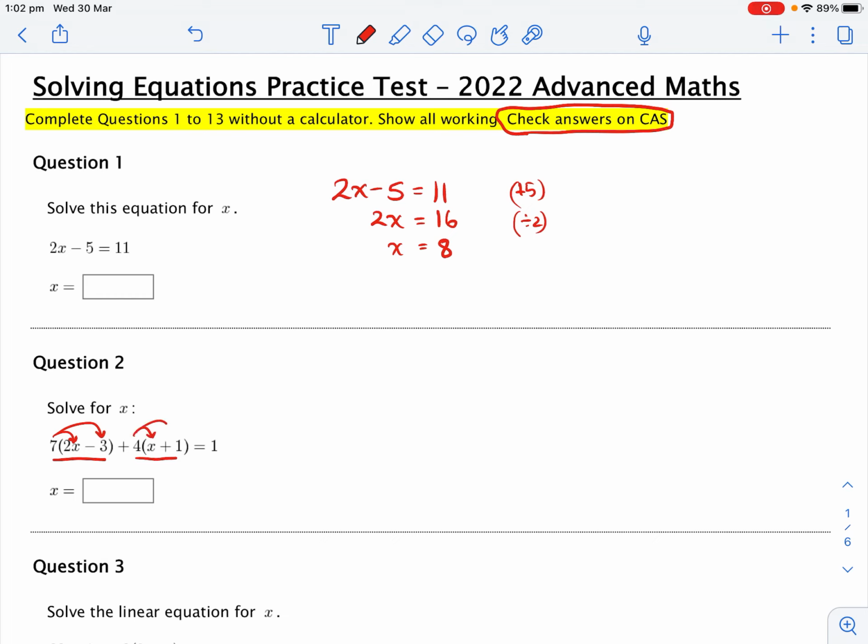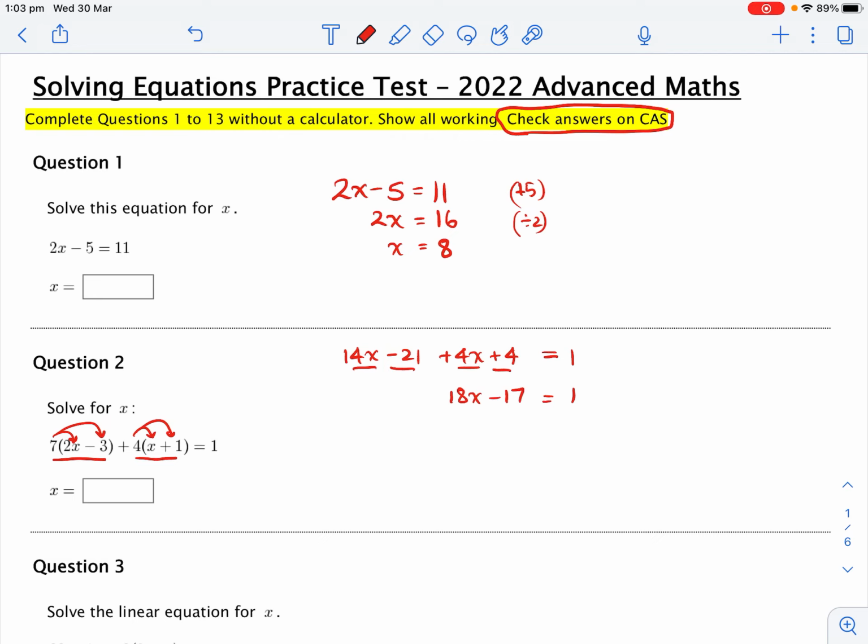In my second question, when I have brackets, the first thing I need to do is expand my brackets and collect like terms. So when I expand these brackets, I get 14x minus 21 from the first bracket, and then positive 4x, positive 4 from the second bracket, and my right-hand side of the equal sign is still 1. Now I put together my like terms, so 14x and 4x are like terms. Put them together, I get 18x. And negative 21 and positive 4 are like terms. Put them together, I get negative 17.